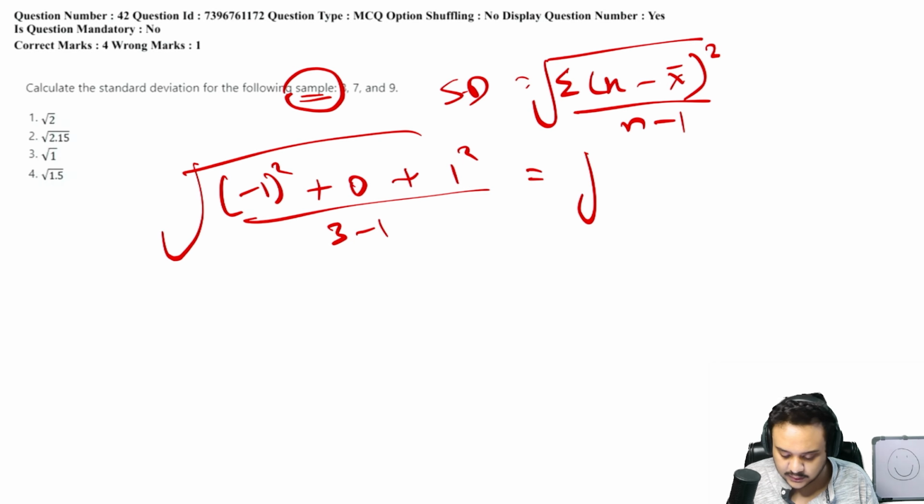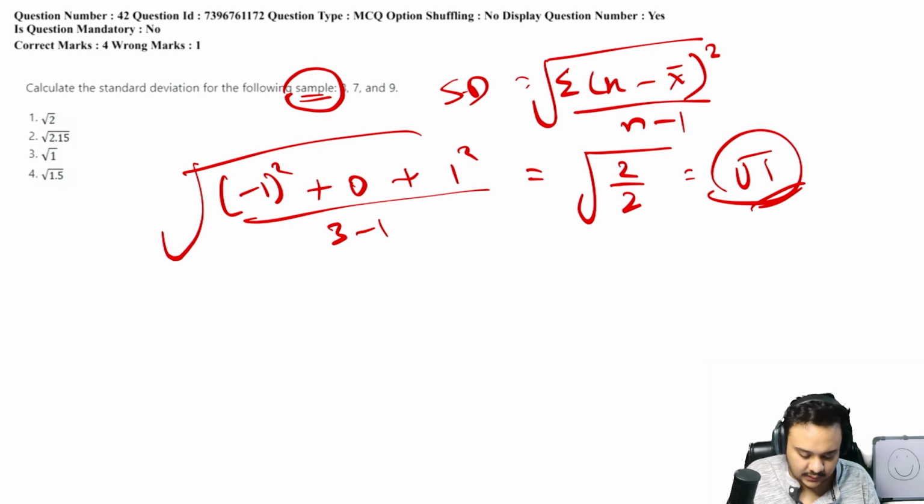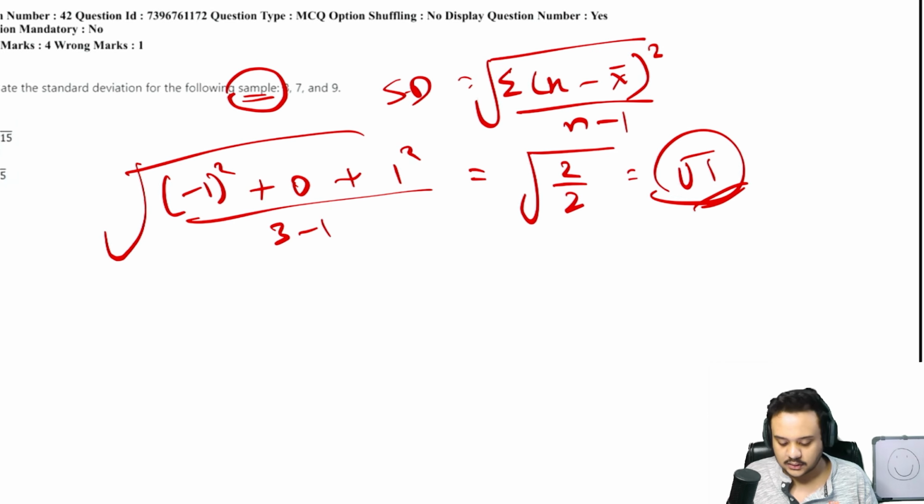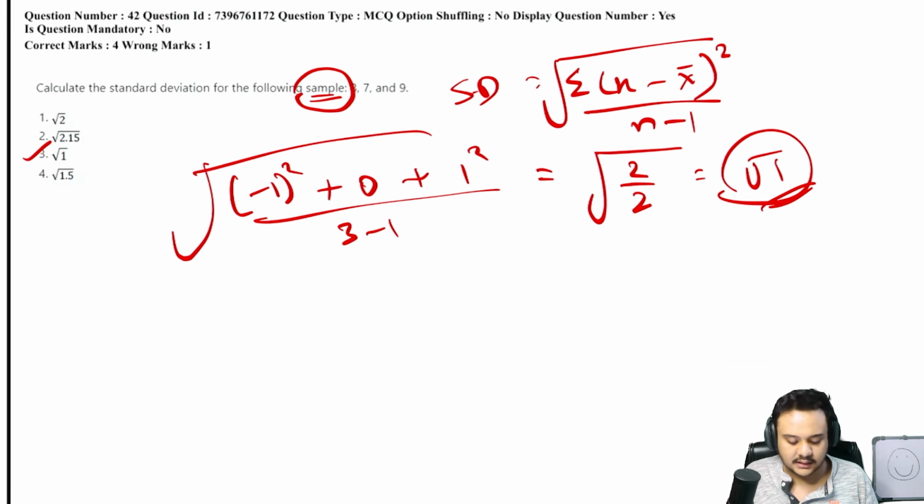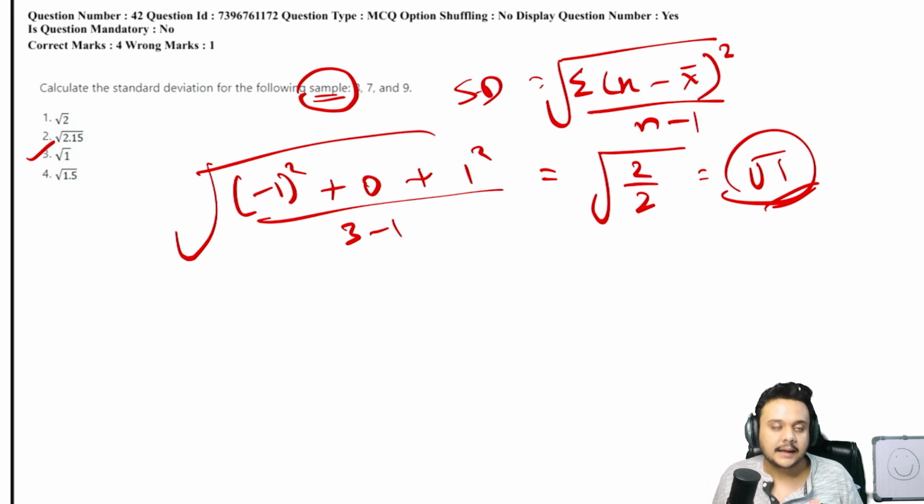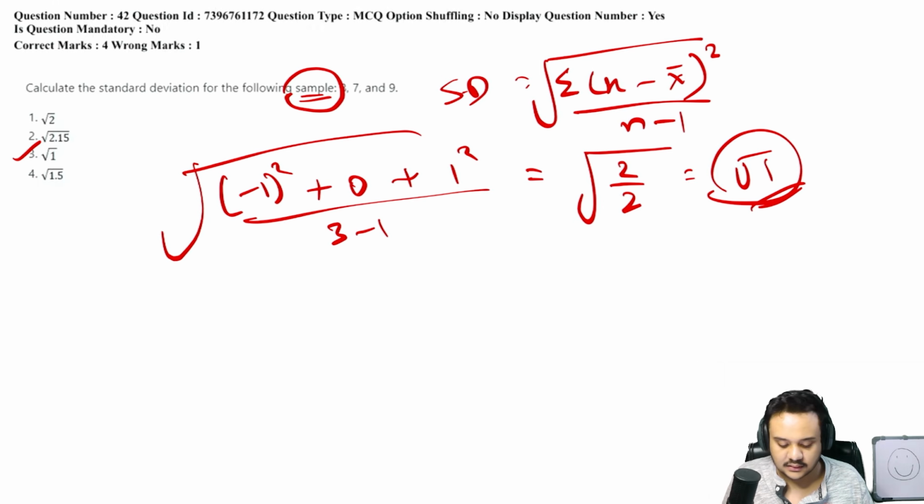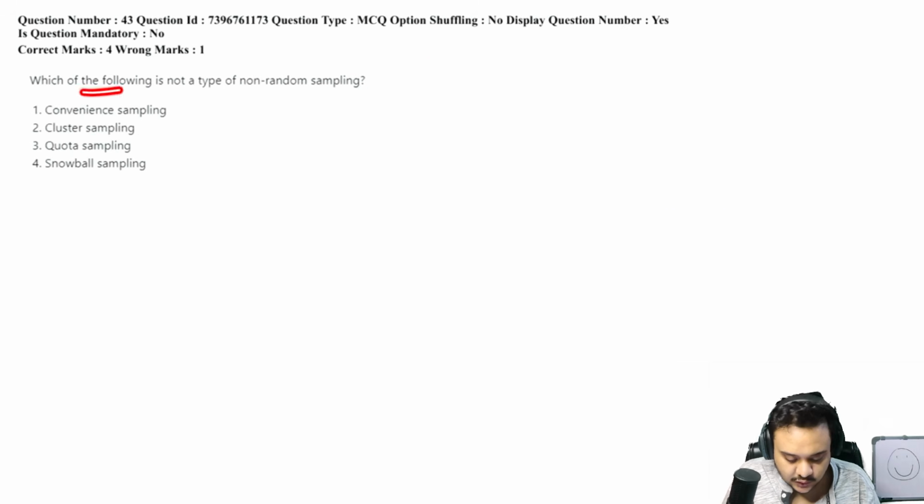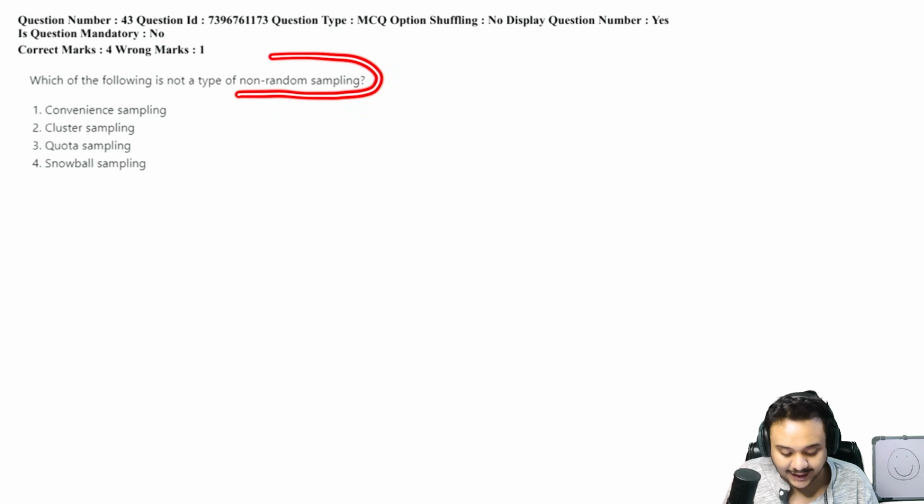So this is going to be 2 upon 2. This is going to be root 1. That is your answer, which is the third option. So just a very easy question. Just you have to know what a sample mean is, what a sample standard deviation is, and so on and so forth. Then which of the following is not a type of non-random sampling?